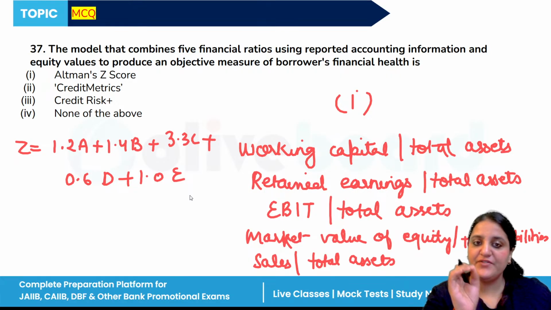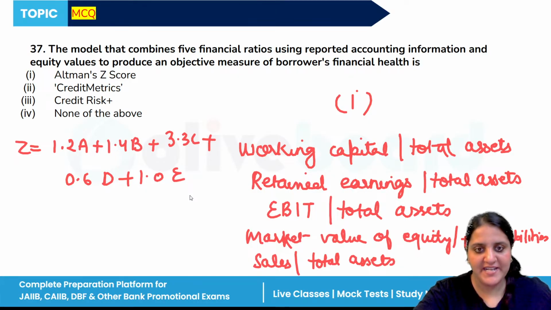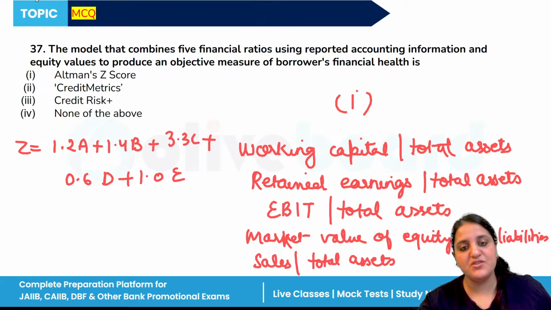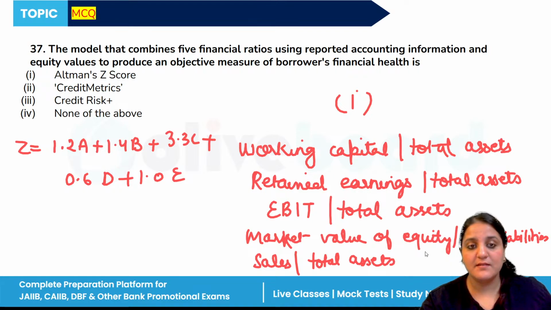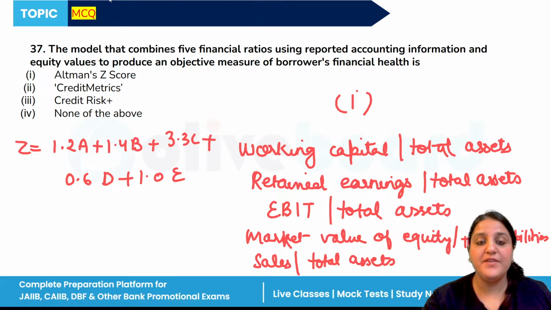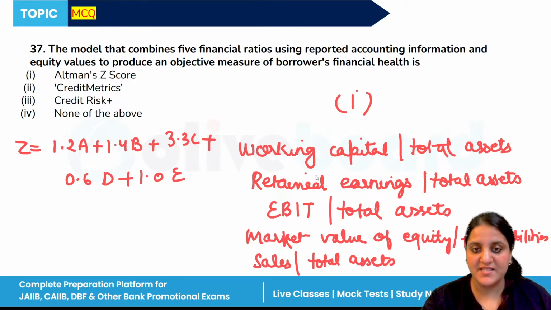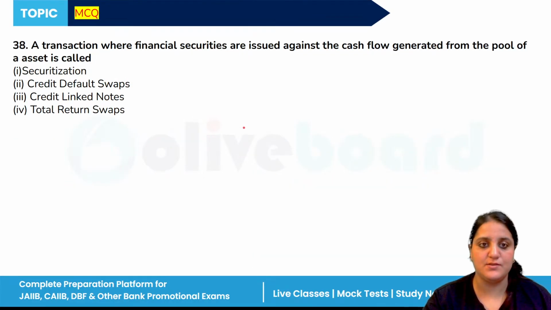What is the safe zone? If Z is above 2.99, that is a low probability of bankruptcy. Gray zone: if Z is more than 1.81 but less than 2.99, that means moderate risk of insolvency. And the distress zone is when Z is less than 1.81, there is a high probability of financial distress. So the correct answer of this one is the Altman Z-score.